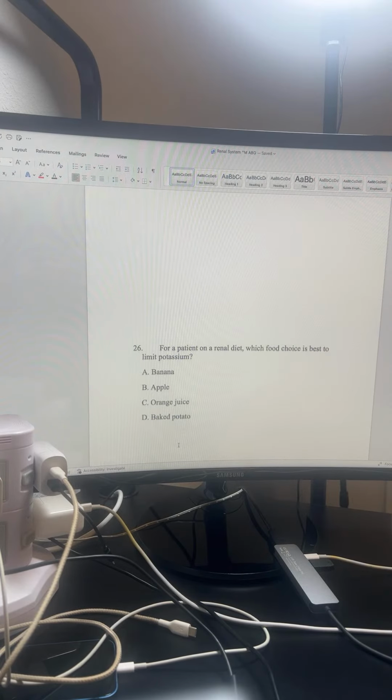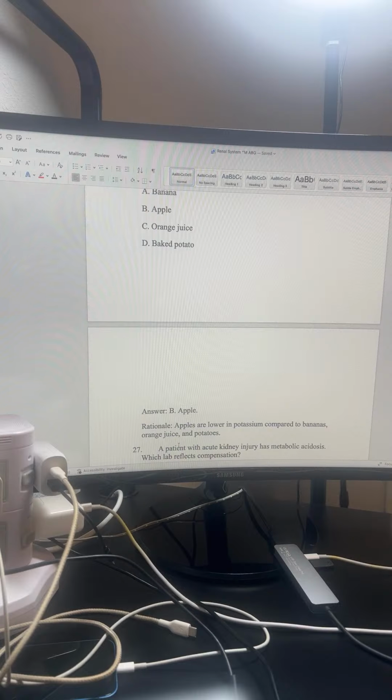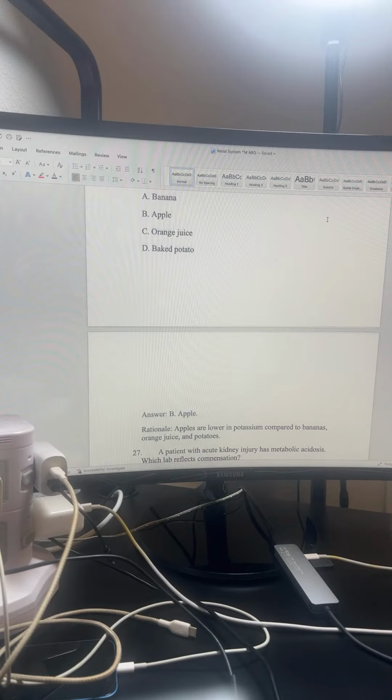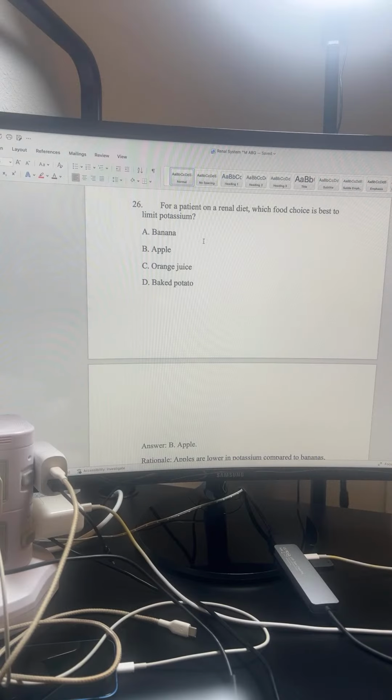Apple a day. Apples are lower in potassium compared to bananas, orange juice, and potatoes. So for a patient on a renal diet, which food choice is best? Your apples. You have your banana that is high in potassium, orange juice, and potatoes that are high in potassium. This one was a little bit tricky.